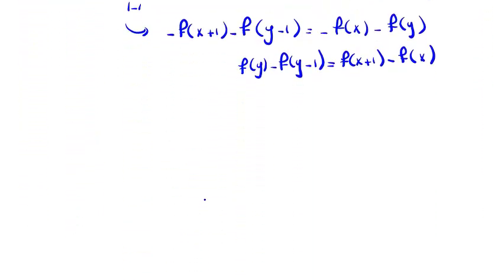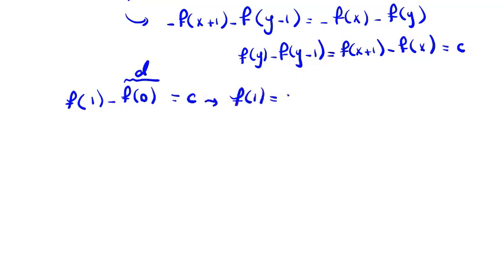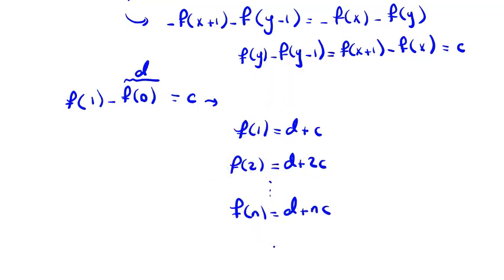So we suppose that constant is c, and let me call f of 0, for example, d. f of 1 minus f of 0 is c, so f of 1 is d plus c. Also, f of 2 minus f of 1 is c, so it will be d plus 2c. You can easily prove by induction that f of n equals d plus nc. It was for n a positive integer.